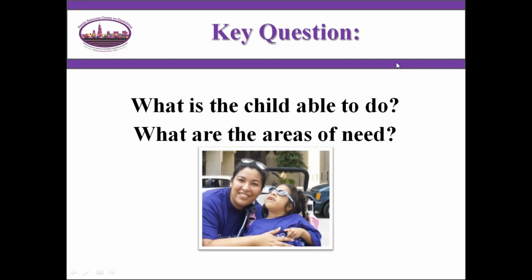So there are a couple of questions when we ask, what is the child able to do? What are the areas of need? There are other questions in mind. What is my child's learning style? If I need to know the present level, how does my child learn? There are many learning styles, and there is a learning style inventory that you can discuss with your school district.